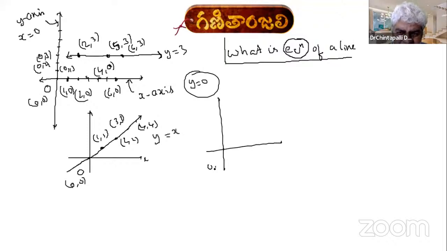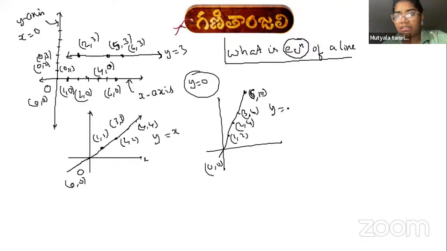Got it? Now I'm showing another line on the x, y axis, right? It is 0, 0. It is 1, 2. 2, 4. 3, 6. 5, 10. Can you tell the equation of this line? Y equals x? No. Double.